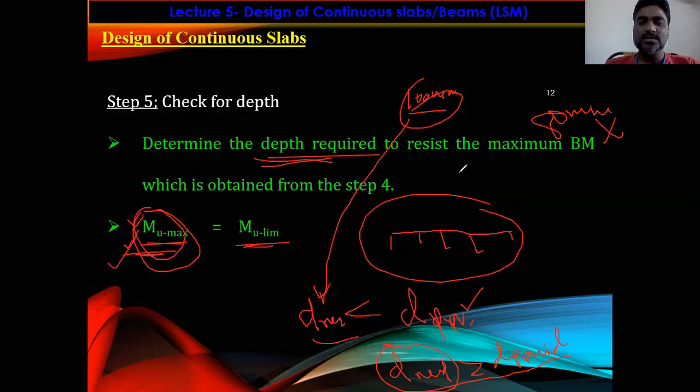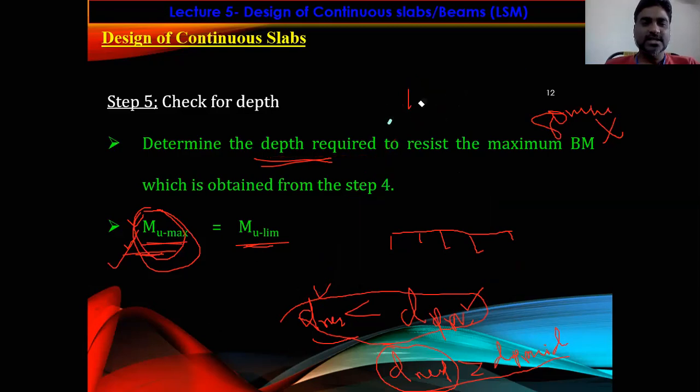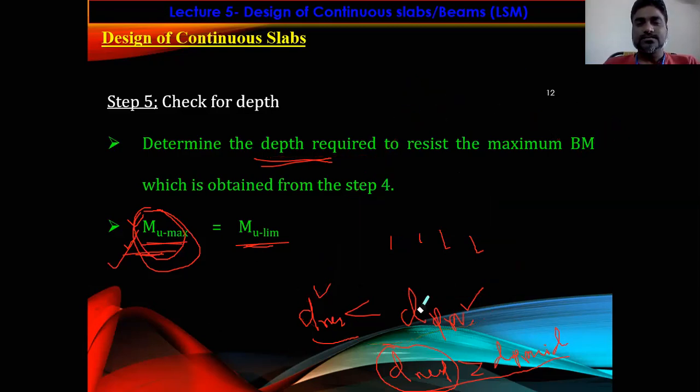Right? So this is a repetitive process. Until the conditions are satisfied, you need to repeat it. That means D required should always be less than or equal to D provided. Then only your member is safe. Right? So after satisfying this condition, then you need to go for further steps.